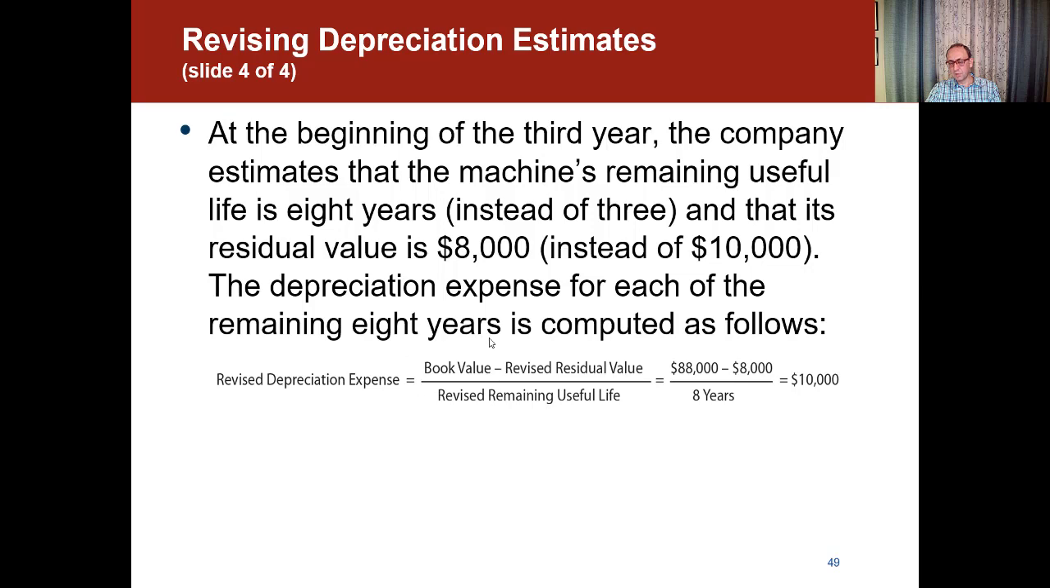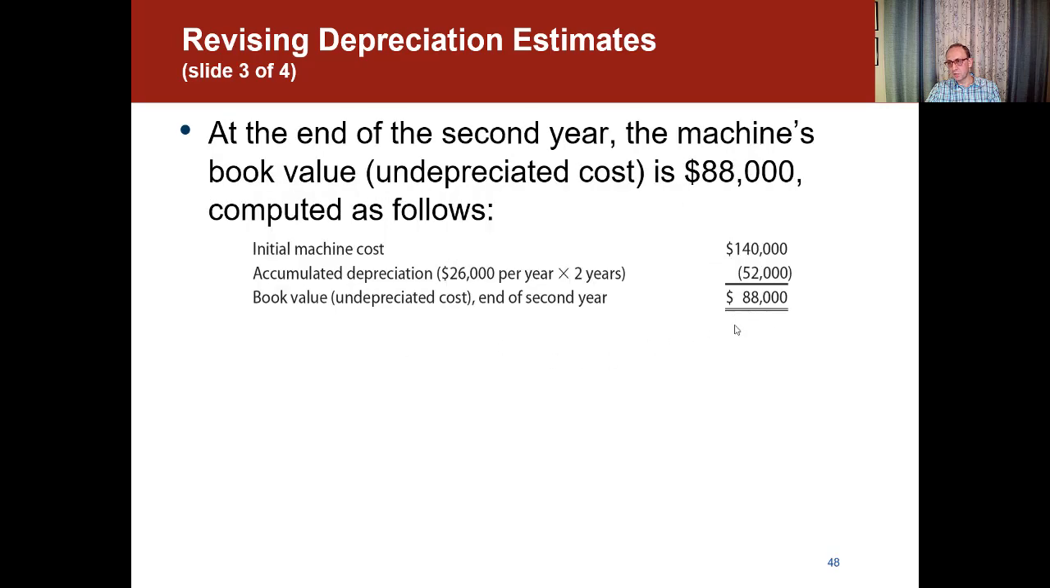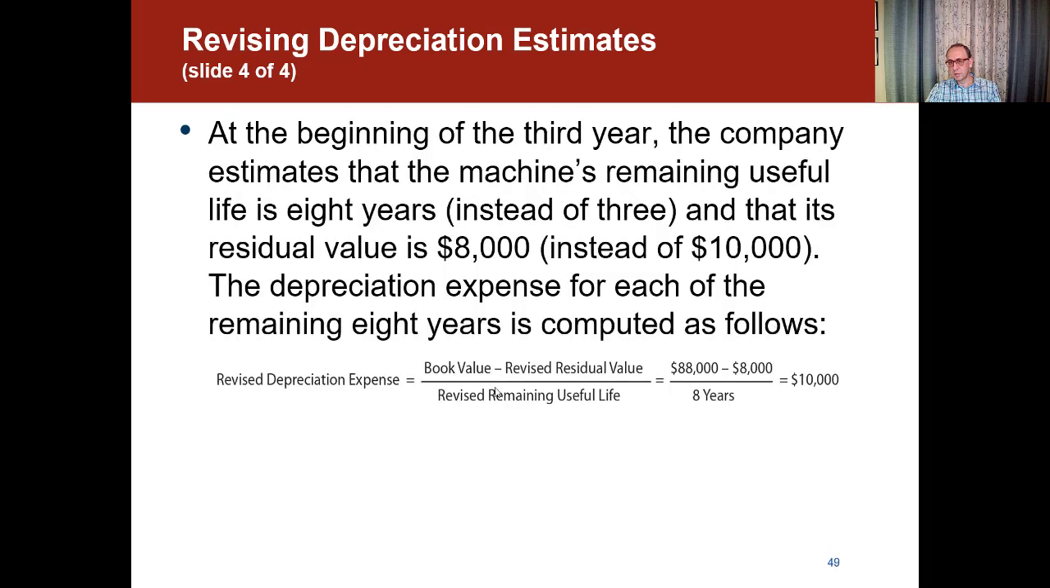So we get the book value, and from the previous slide here, we've seen that the book value at the end of the second year was $88,000. So we'll assume as if this is the cost. So we take the book value minus the revised residual value. So it's $88,000 minus the $8,000, which was given here instead of the $10,000. And that would make us think of a new depreciable cost to be $80,000.